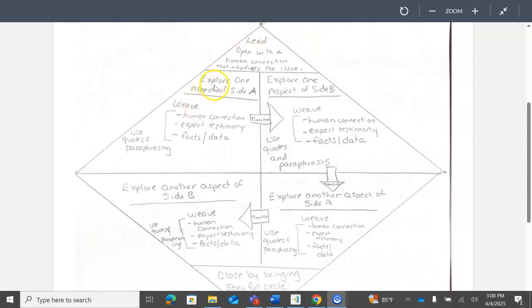Then you're going to look at side A. If we're talking about students having a lot of homework, one side of that is the student's side. And let's say we want to explore the stress that students are under first. So we're going to create a section of our article where we have maybe some human connection. Maybe there's a little bit more about Bob Joe and the stress that he's under, or maybe we talk to another student who's under stress.